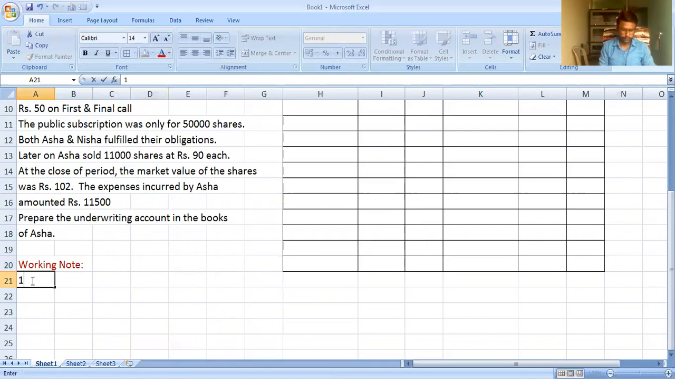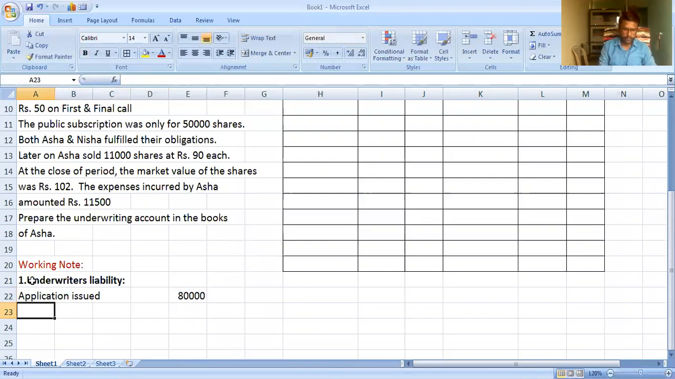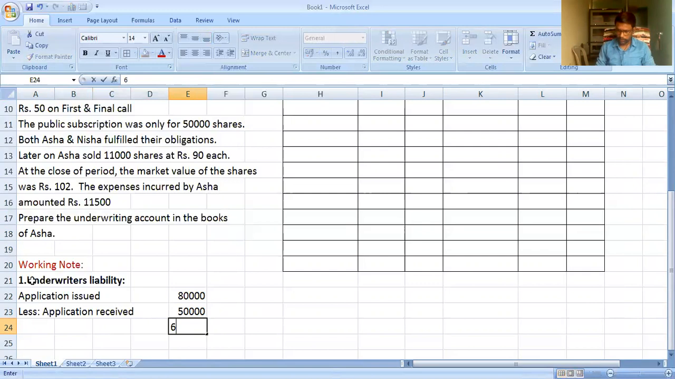Working note number one: underwriter's liability. Applications issued: how many? 80,000 applications issued. Less: applications received from public: 50,000 applications received. Then the balance, 80,000 minus 50,000, is 30,000, which is the underwriter's liability.